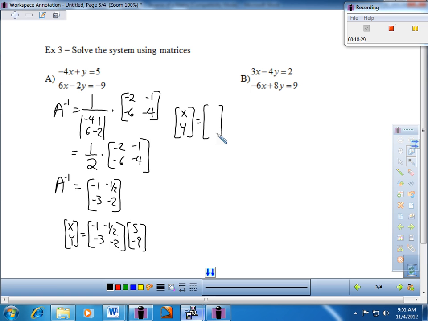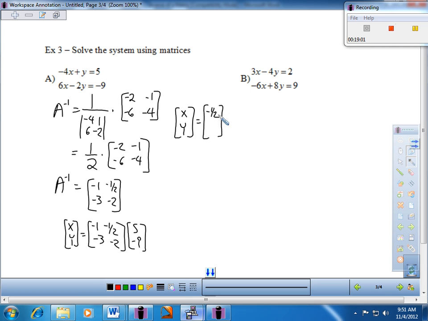All right, let's see how you did. So row on the left matrix, column on the right matrix, match them up. This matches up with that. So -1 times 5 is -5. -1/2 times -9 is 4.5. -5 and 4.5 added together would be -1/2.